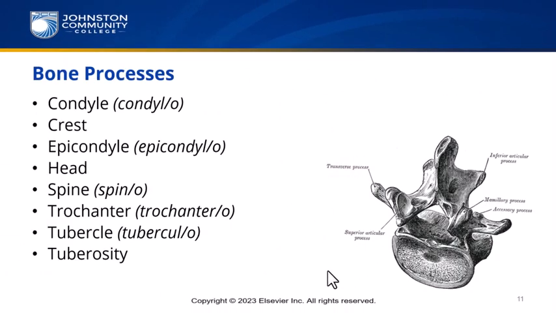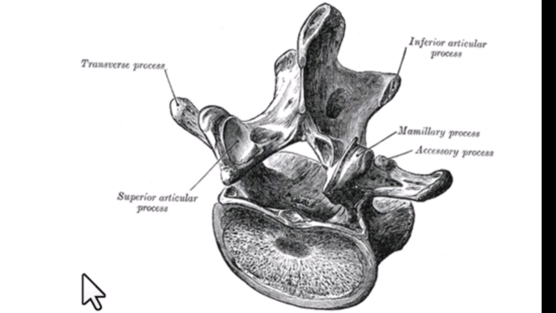Then on the flip side, we have bone processes, which are raised or projected areas called processes. We have a few here that we can look at. So we have condyle, which gives us condylo. We have a crest, epicondyle, which gives us epicondylo, head, spine, or spino, trochanter, which would be trochantero, tubercle, which gives us tuberculo, and then we have tuberosity. Here you can see several raised processes off of a vertebral segment.